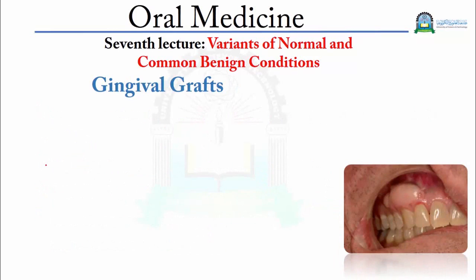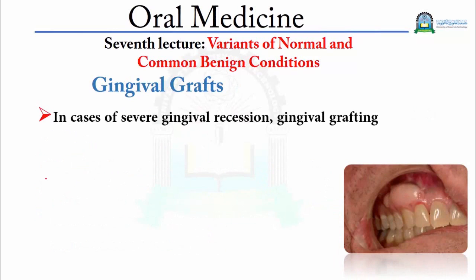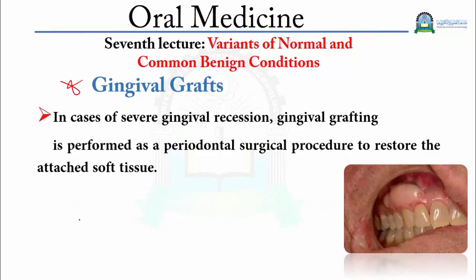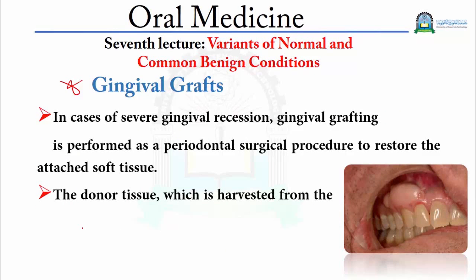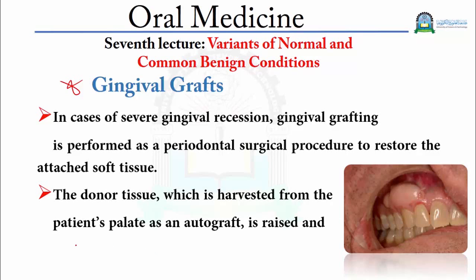Gingival grafts are also one of the normal variants. In cases of severe gingival recession, gingival grafting is performed as a periodontal surgical procedure to restore the attached tissue. The donor site, which is harvested from the patient's palate as an autograft, is raised and also more pale than the adjacent gingiva. This is the skin graft or the gingival graft.